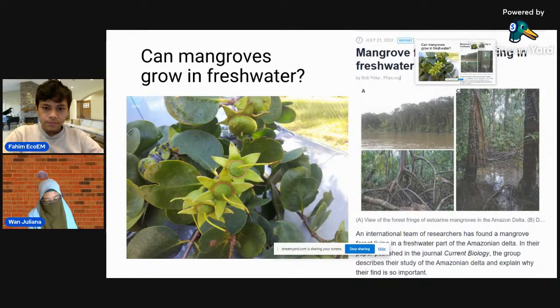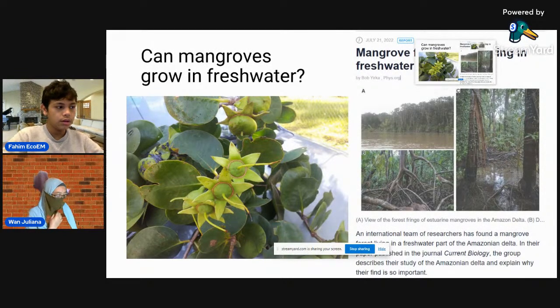And it survives in the freshwater part of the mangrove ecosystem. We tried to propagate this tree using just our tap water to water them every day, and they survived. It was an effort for conservation.